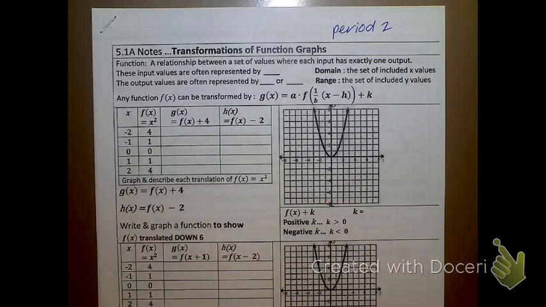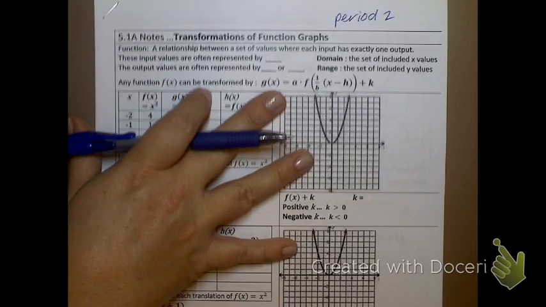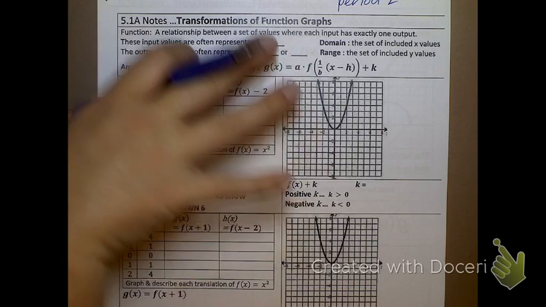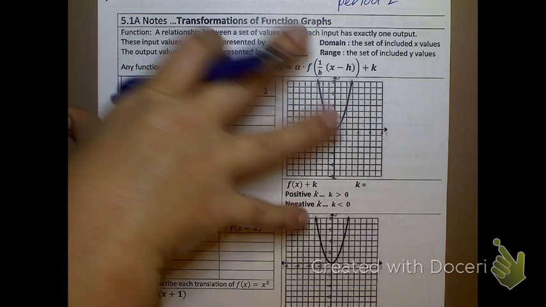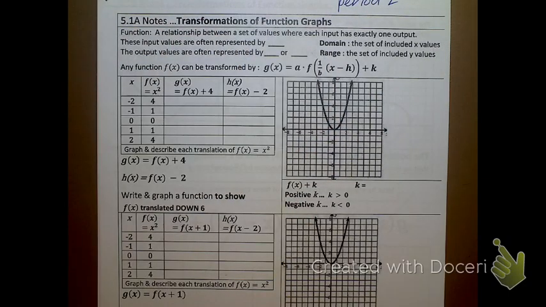Transformations of function graphs. Now, you guys worked with this a little bit last year. Your focus was probably on either polygons of some kind or on parabolas. But you did some shifting, some reflecting, some rotating, some dilating, all that kind of stuff last year. We are going to focus today on shifting, okay?